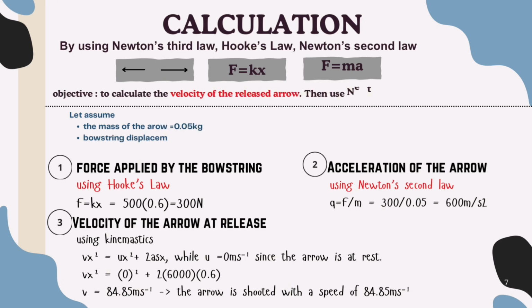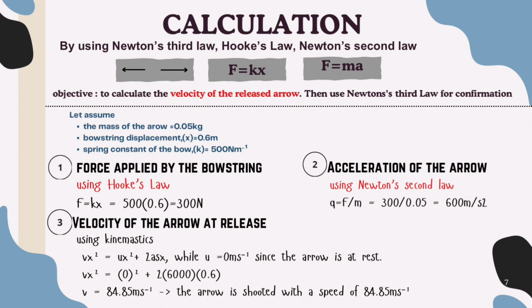So we have to assume that the mass of the arrow is 0.05 kg, the bowstring displacement x equals 0.6 meter, and the spring constant of the bow is 500 N/m. First, we have to find the force applied on the bowstring by using Hooke's law. We use the formula F = kx, so we apply 500 times 0.6, and we get 300 N. Subsequently, we find the acceleration of the arrow by using Newton's second law. F = ma is the initial formula, and we deduce it to a = F/m, which is 300 divided by 0.05, equals 600 m/s².